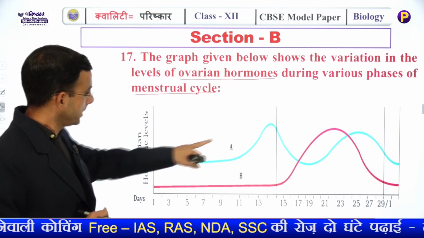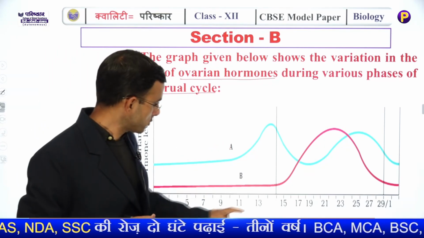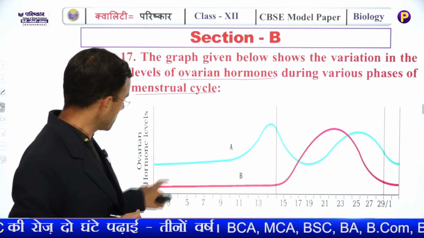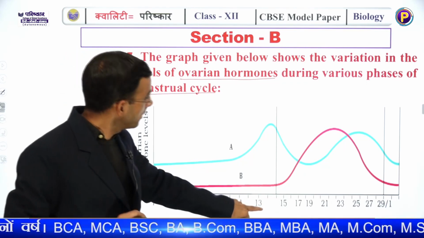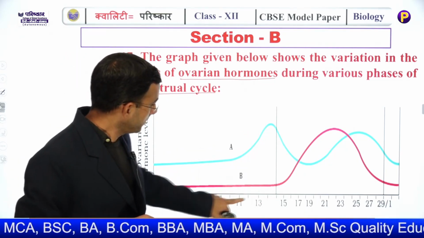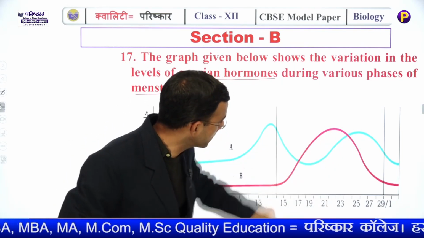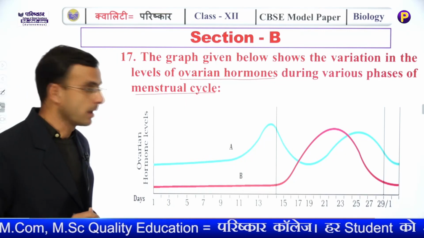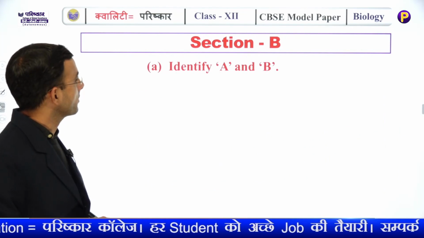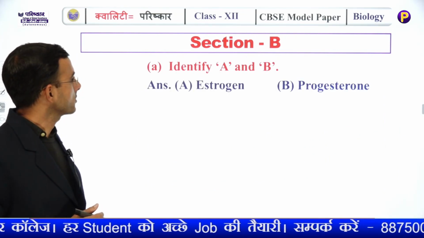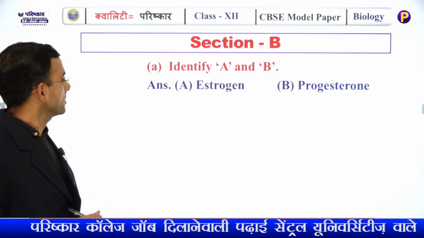Look at this one. That is hormone A. This one is hormone B. Hormone A reaches its peak level around the 14th day, and hormone B reaches its peak at approximately the 22nd day. So identify these 2 hormones, A and B. That is the question. So hormone A is estrogen, and hormone B is progesterone.